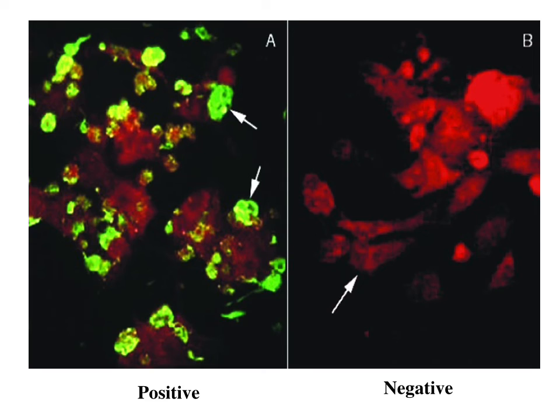In this illustration here, you see IFA of Vero cells infected with the Chilean hantavirus isolate. On the left is IFA with seropositive human sera from a hantavirus patient. The arrows show infected Vero cells expressing hantavirus antigens. On the right, you see IFA with seronegative human serum from an uninfected control. The arrow shows the negative IFA of Vero cells infected with the virus.